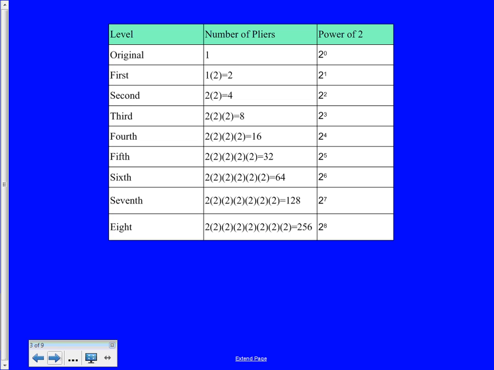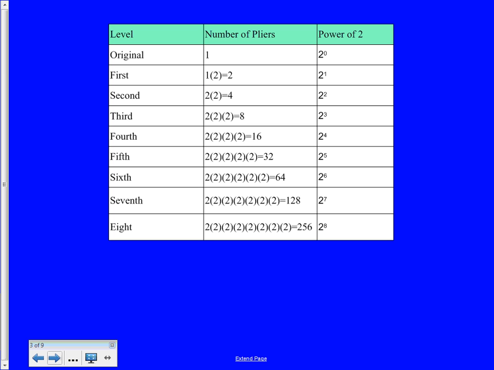You could take a look at this chart right here, and that represents how it can be seen mathematically. So you have that chart written on your sheet. So we start off with one. We start off with one plier. Okay, so that means we've done no cutting. So we have 2 to the 0 power. Well, then we're going to start with our first cutting. We're going to split it into 2.